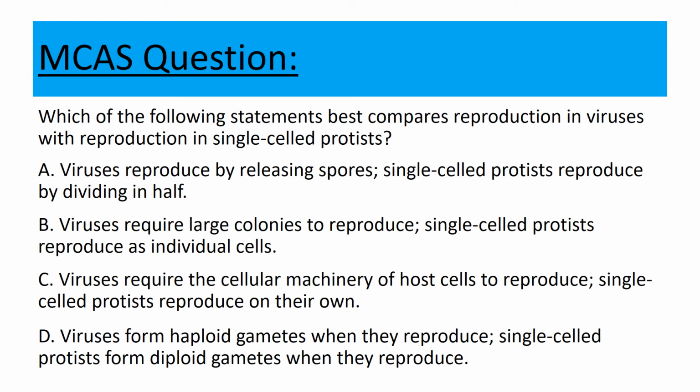Which of the following statements best compares reproduction in viruses with reproduction in single-celled protists? I'm not going to read all the answers in this one because I think you're picking up on the pattern here. The answer is C. Viruses require the cellular machinery of host cells to reproduce.